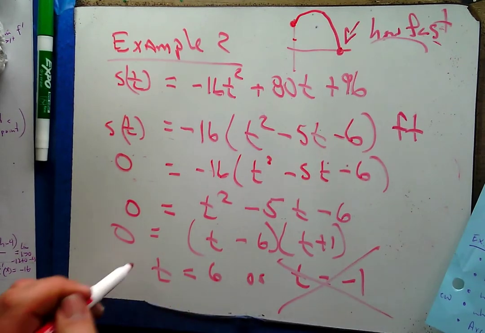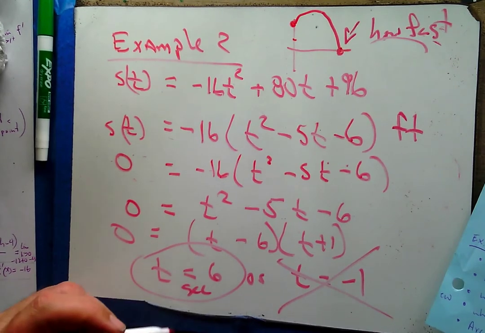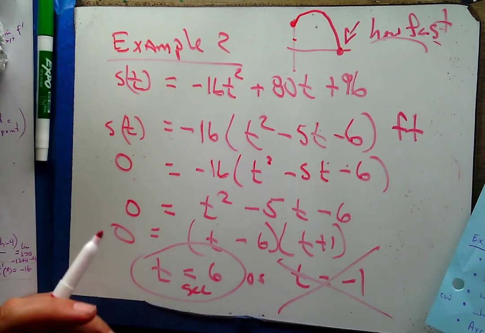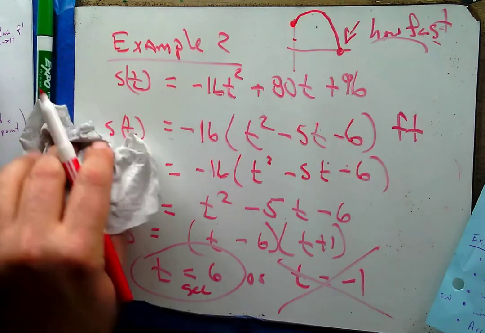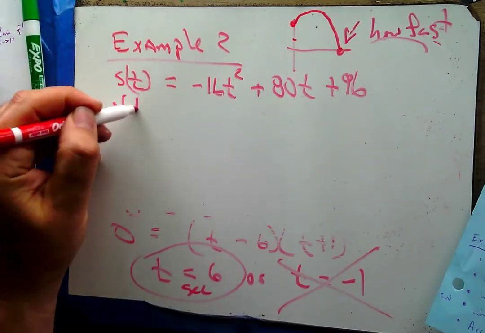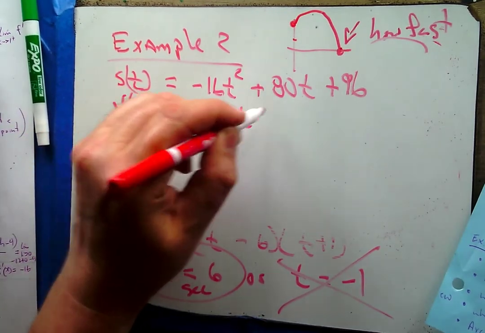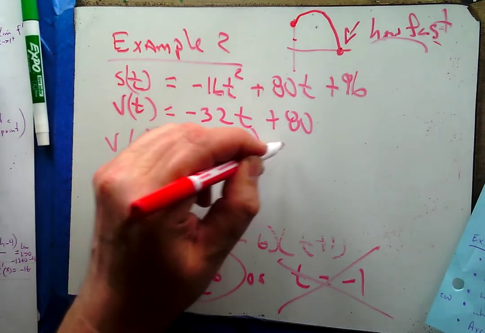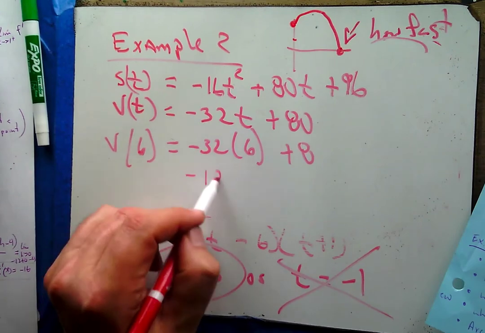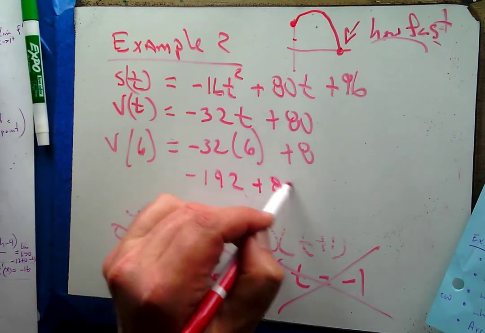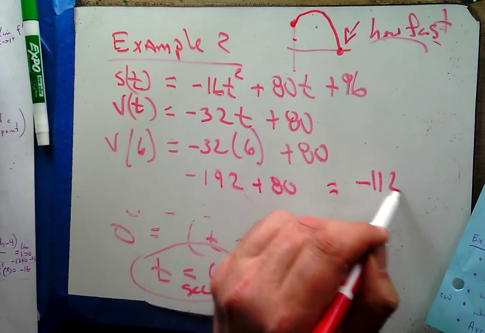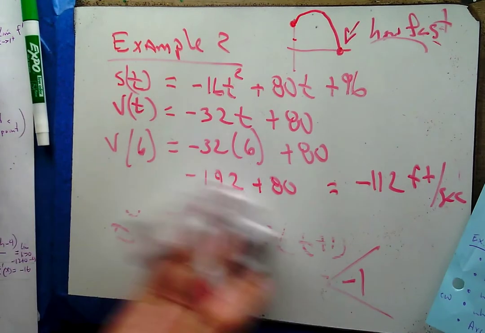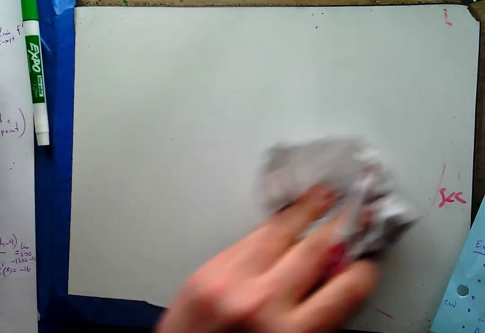Well, we can't have negative time, so at time equal to 6 seconds, this object has hit the ground. But they didn't ask me when this object hit the ground, they asked me how fast it was going. So I need to use velocity. V of t is negative 32t plus 80. And v of 6 then is negative 32 times 6 plus 80. So negative 192 plus 80 is going to be negative 112 feet per second. That's going very fast.